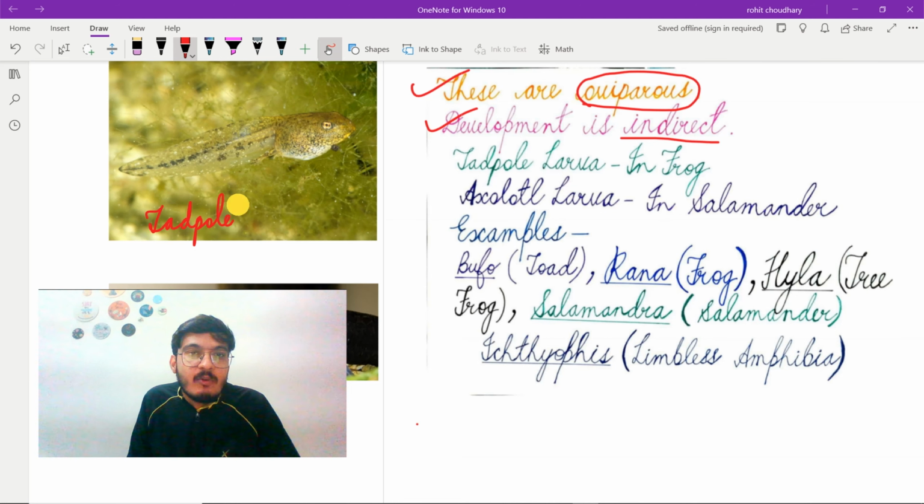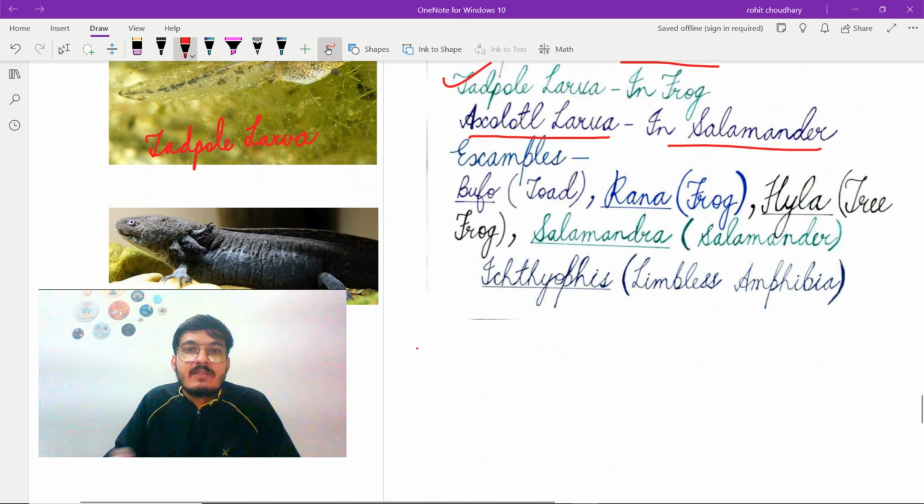This picture is of tadpole larva, which is a fish-like larva, and it is of frog. This is axolotl larva, and it is found in salamander. We have studied that the larva respire through gills. So we can see there are three pairs of gills present, 1, 2, and 3, and 3 on the other side. So total 3 pairs of gills are present, which help this axolotl larva to respire in water.